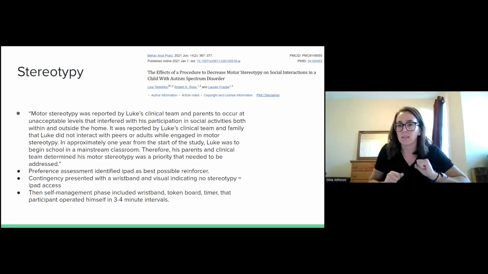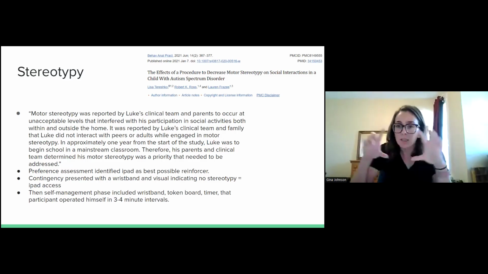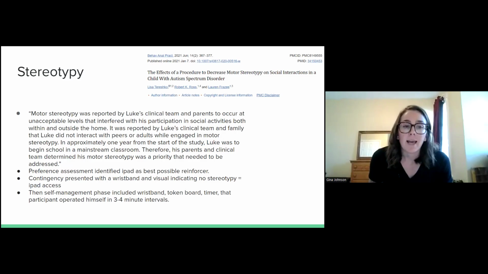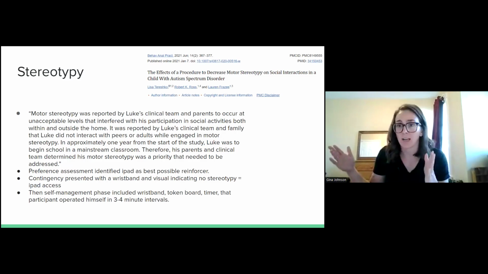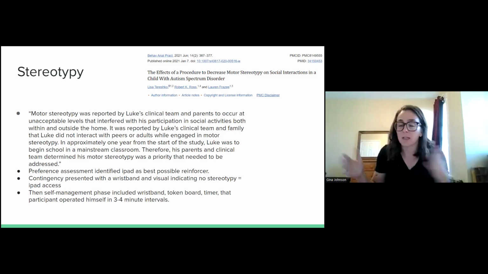He would wrap his hands in his clothes and hand flap. So they gave him a little visual saying, no hand flapping equals iPad. And that worked. Over time, they gave him the green wristband and the little visual of the contingency. When hand flapping did occur, the iPad was removed for 15 seconds until a period of 30 seconds without hand flapping, and then it was returned to him. So that was the training condition.